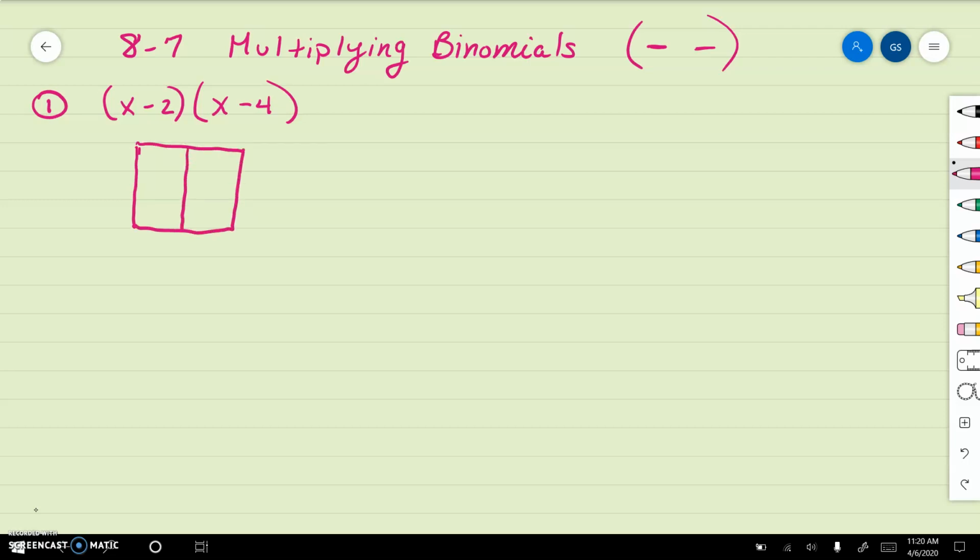cutting the box into 4, and now we're going to set up this box like a multiplication table. So we're going to put the first binomial on the top. The first term is x, the second term is negative 2. The first term of the second binomial is x, and the second term is a negative 4. So now we're going to multiply to fill in the box.